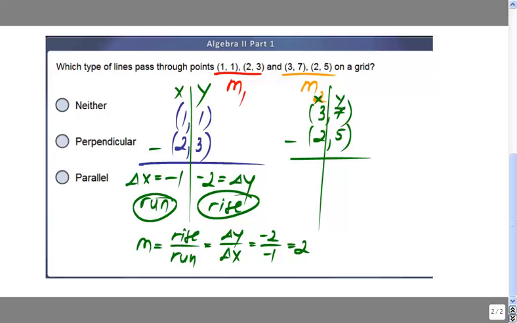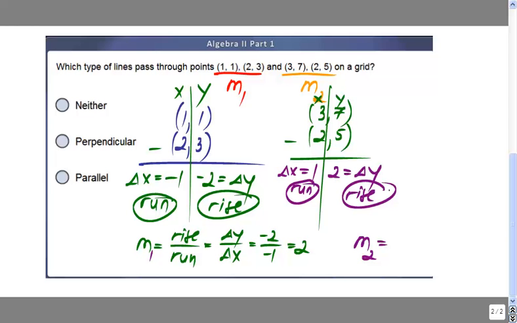Okay, for the other one, 3 minus 2 is 1, that's your change in x, that's your run. 7 minus 5 is 2, that's your change in y, or your rise. As you can see, that was the first slope, this is the second slope. Rise over run, 2 over 1 is going to be 2. The two slopes, M1 is the same as M2, and you can say it's 2, which means my two lines are parallel. You're done, you're moving on.